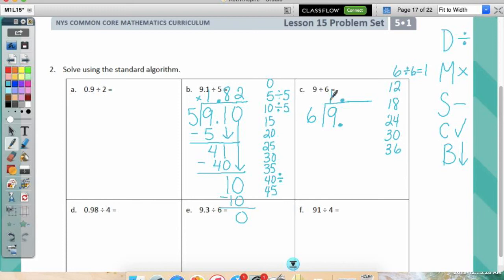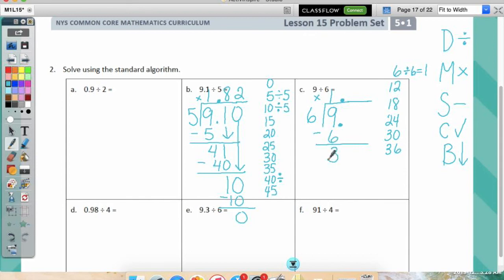Hold on. We just divided, so now what do I? You multiply the 6 and the 1. Good. And class, what do I get when I subtract? 3. Oh, this is an easy problem.